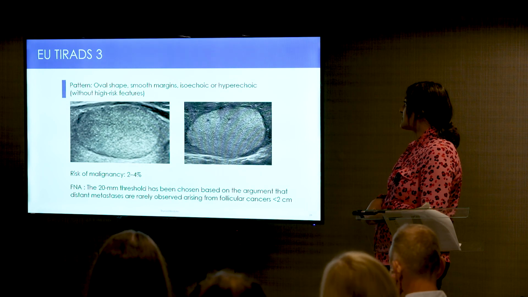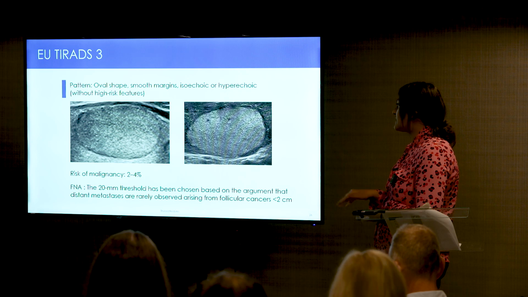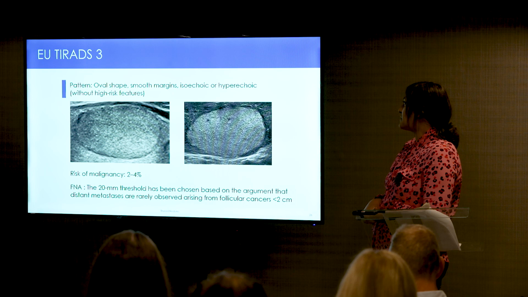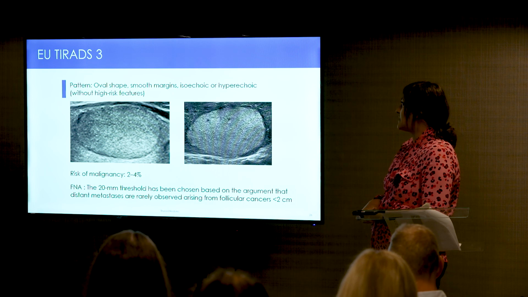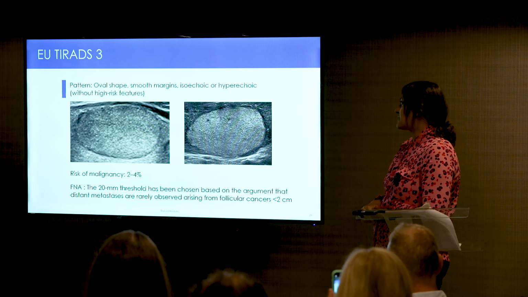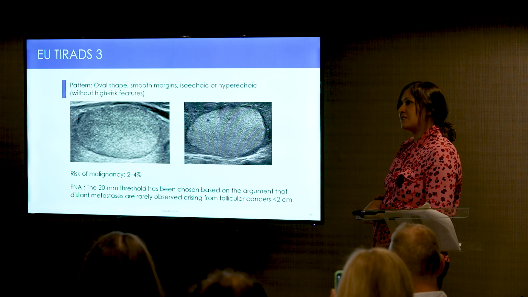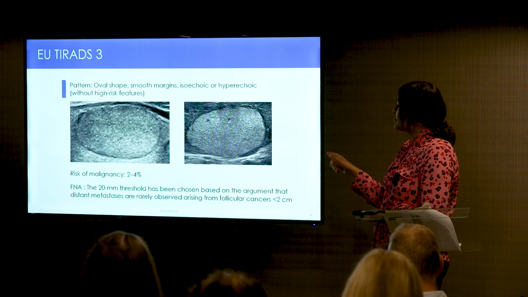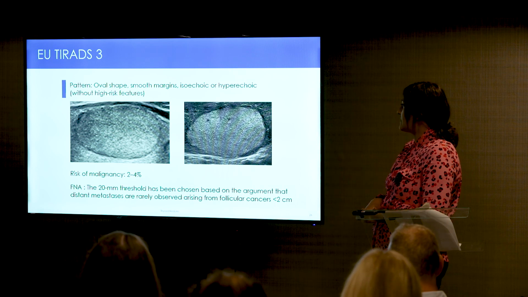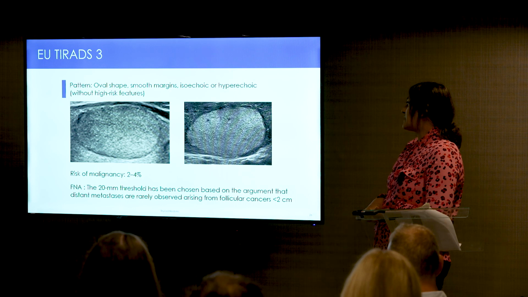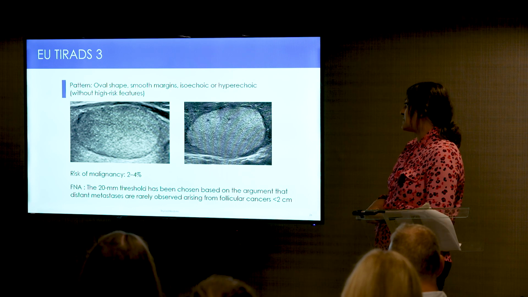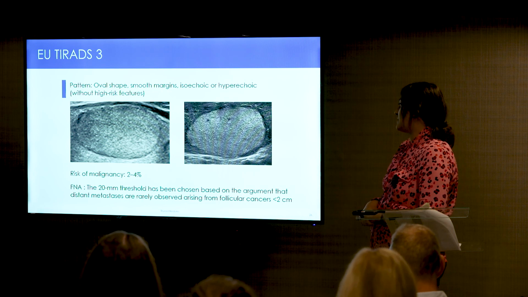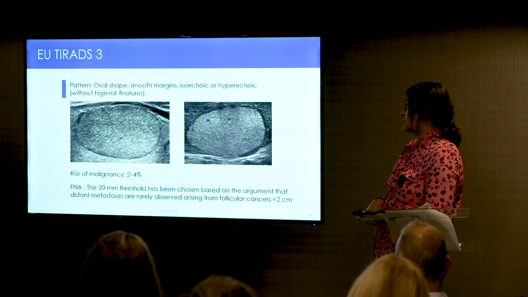So onto EU TIRADS 3, which is still actually considered low risk. You can see this refers to 2 types of nodules. The nodules have to be oval and they have to be well defined with smooth margins. And basically the solid component of the nodule has to be either isoechoic, the same brightness compared to the background thyroid gland, or hyperechoic compared to the background thyroid gland. As I mentioned, the recommendation for FNA is greater than 2 centimetres, based on the argument that distant mets are rarely observed in follicular lesions that are less than 2 centimetres.